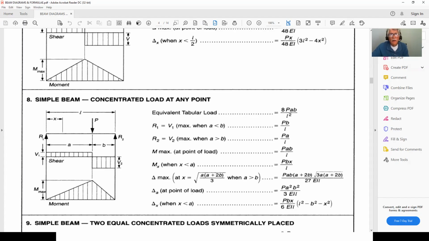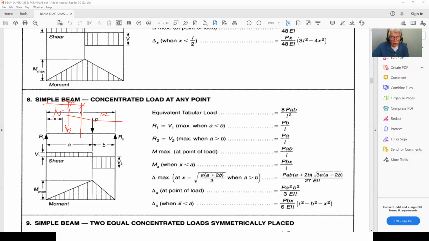In other words, if all of a sudden my load would happen to be here, and I'm trying to calculate the deflection here at X, right at the center, well, X now is greater than A. Therefore, in that case, you make this your B value and you make this your A value when you're using the equation. So you just take the mirror image of this diagram and flip the A value for B and the B value for A. That's all you have to do.